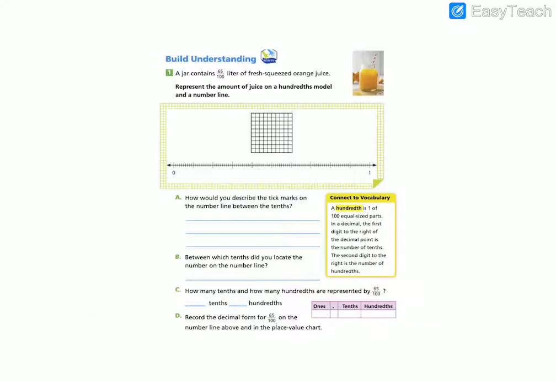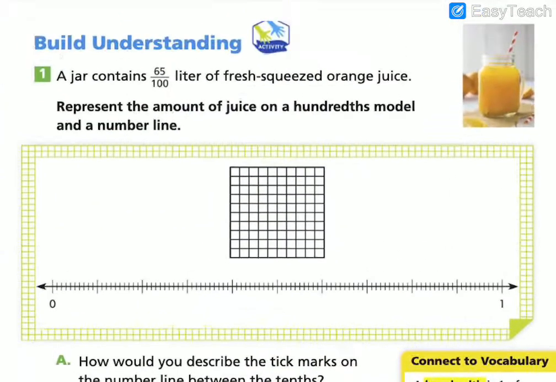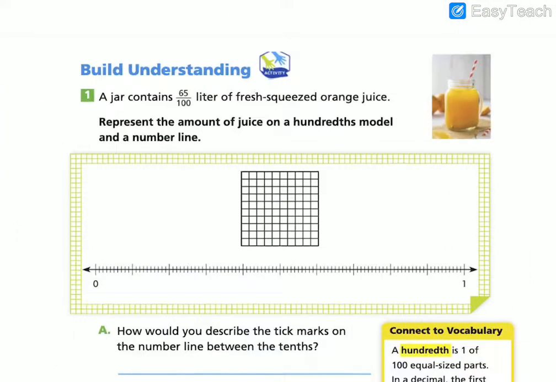All right, number 1. A jar contains 65 hundredths of a liter of fresh squeezed orange juice. Represent the amount of juice on a hundredths model and on a number line. Okay, so I want you to notice the hundredths model here. It looks very similar to our tenths model, but it's broken into 100.